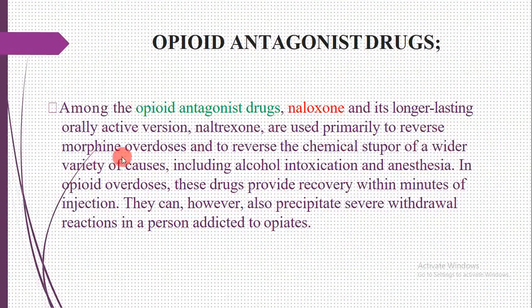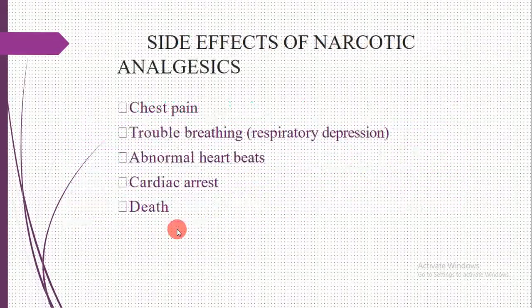Let's suppose morphine overdosing occurs. In order to overcome that condition, naltrexone is used as an opioid antagonist. Whenever there is toxicity or overdosing of morphine, naltrexone is used as an antidote and to reverse the chemical stupor of a wider variety of causes, including alcohol intoxication and anesthesia. In an opioid overdose, these drugs provide recovery within minutes of injection. They can, however, also precipitate a severe withdrawal reaction in a person addicted to opiates.